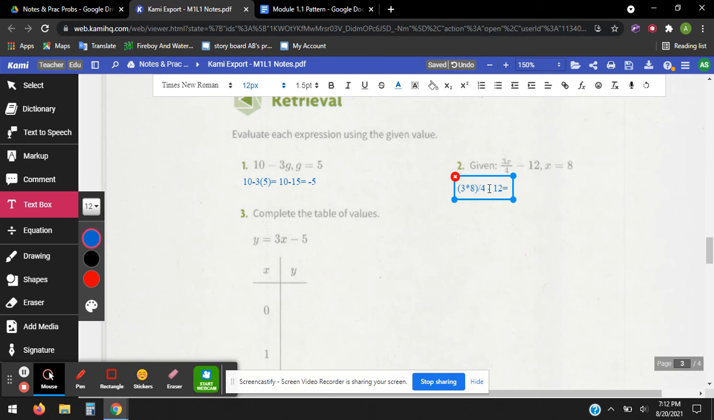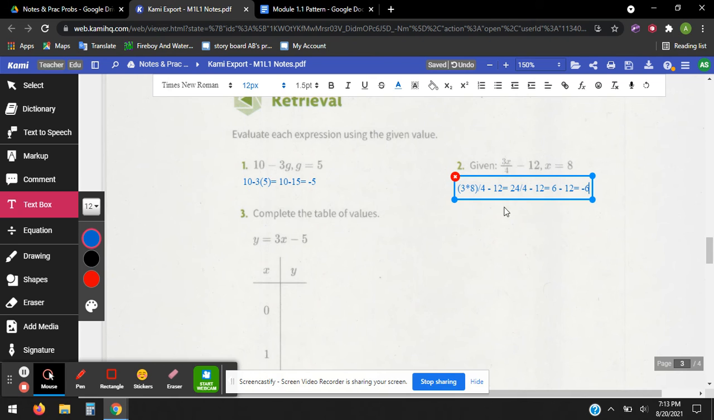All right, so order of operations, 3 times 8, that's 24. I'm just going to put divide by 4 minus 12. That'll all continue. Order of operations, divide. 24 divided by 4 is 6. Still subtract 12. And so final answer, 6 minus 12 is negative 6.